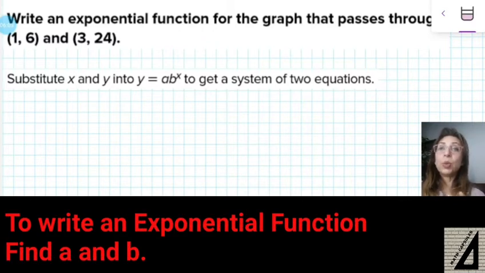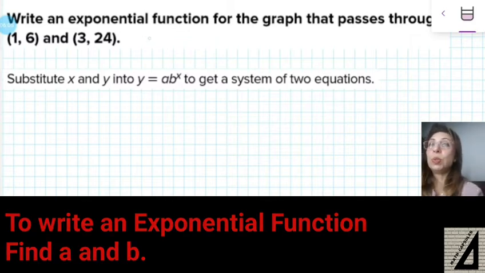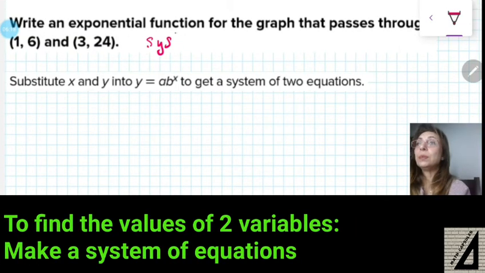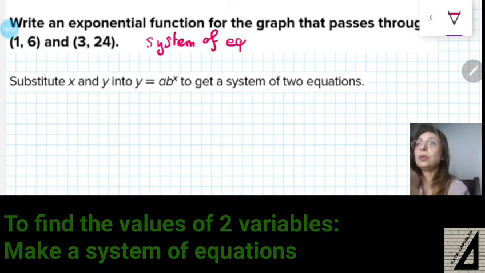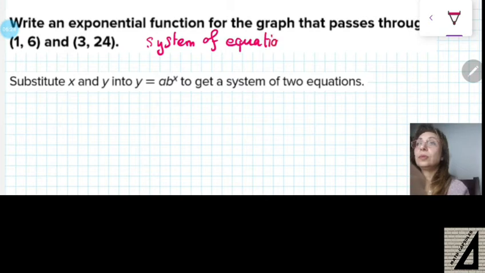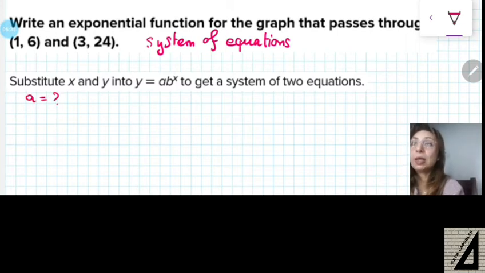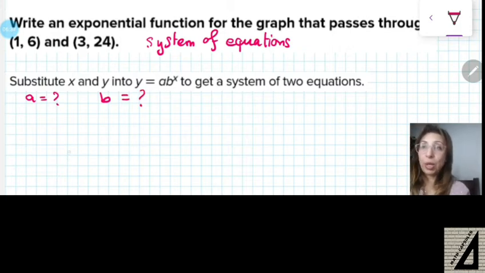To do this, we're going to make a system of linear equations. So to do this, we will have to make a system of equations to find what is A and B. Remember, our goal is always to find what is A and what is B in this equation. Okay, to find A and B, we'll make two equations using these 2 points.